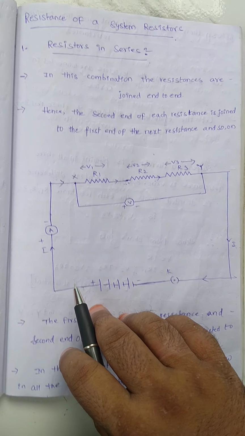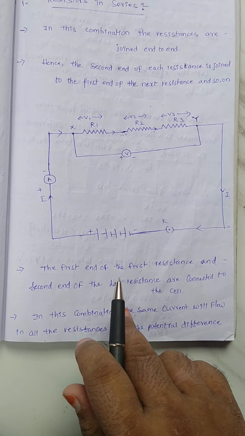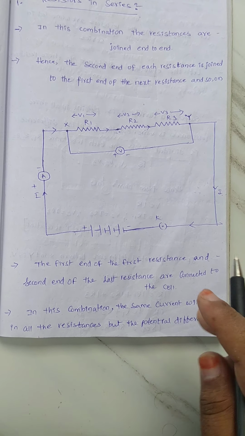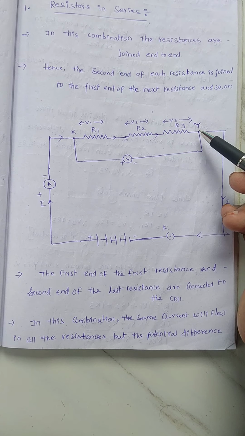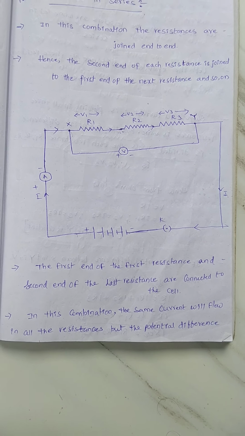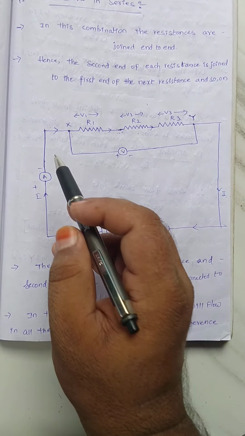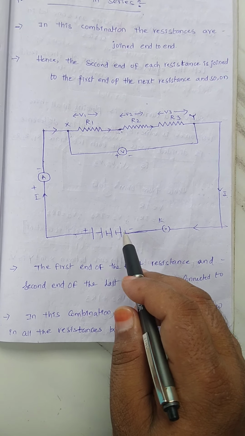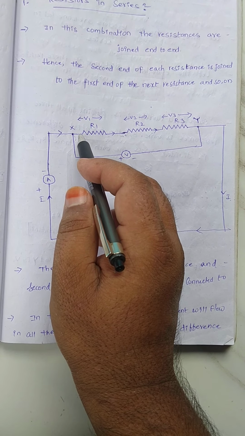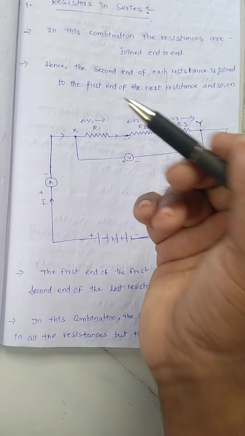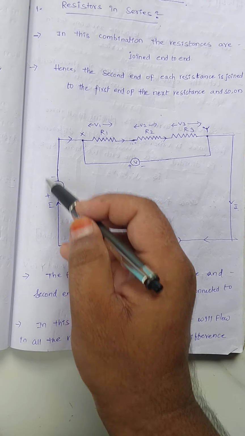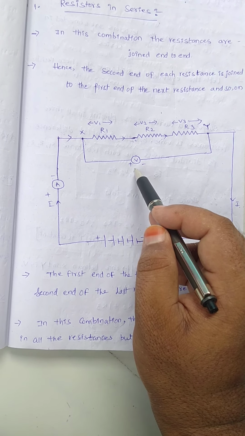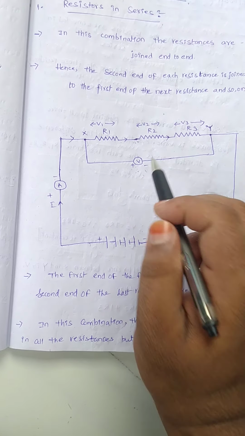And here, the first end of the first resistance and the second end of the last resistance are connected to the source or cell. I am taking, for example, a cell. The first end of the first resistance and the last end of the last resistance are connected to the source or a cell, or else we have to connect to this. Actually, this voltmeter is connected in parallel to the resistance.